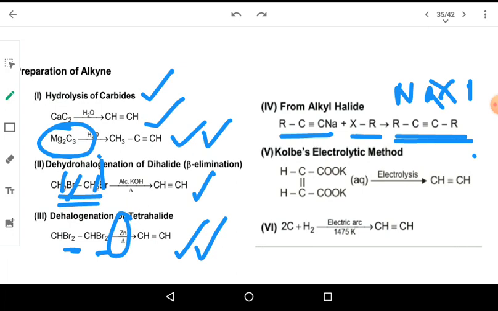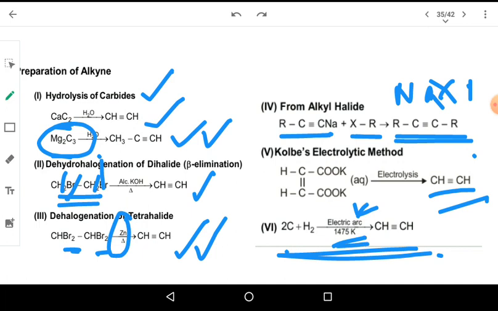The last method is Kolb's electrolysis method that we have already studied. If we have a dienoic acid, the salt of this dienoic acid on electrolysis will give us alkyne. Another example is given over here. We can directly convert carbon into alkyne by using an electric arc at a very high temperature of 1475 Kelvin. So these are the different methods of preparation of alkynes.